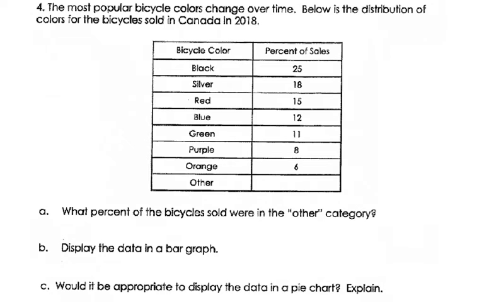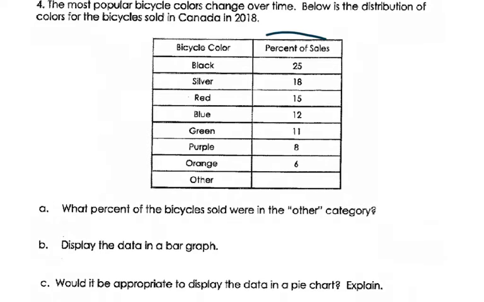Alright, number 4. The most popular bicycle colors change over time. Below is the distribution of colors for the bicycles sold in Canada in 2008. You can read through this if you want to, and try the questions on your own. For part A, what percent of the bicycles sold were in the other category? Notice this is in percentages, and so out of 100% should be everything. If I do 100 minus all the other numbers, I get 16. So this is how I get 16% down here.